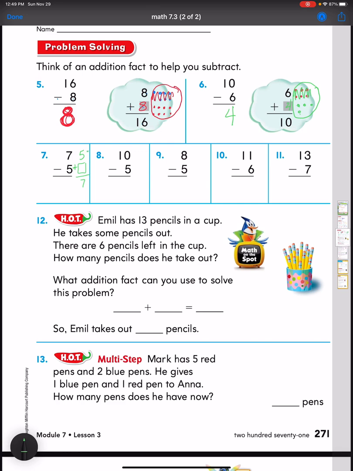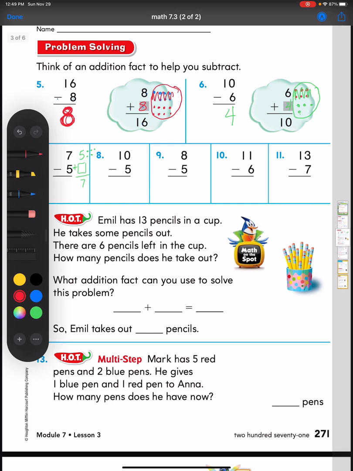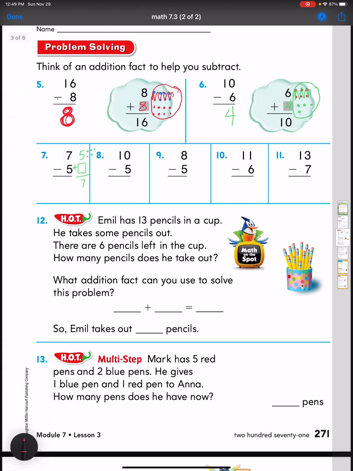So if I have 5, 1, 2, 3, 4, 5, and I'm going to add to it till I get to 7. So there's 6, 7. So what did I add? I added 2. That means 7 minus 5 will equal 2. All right, let's do another one.